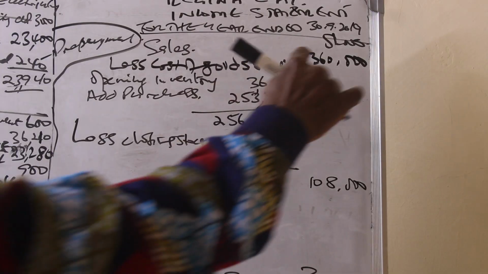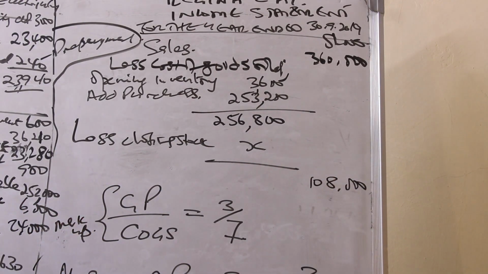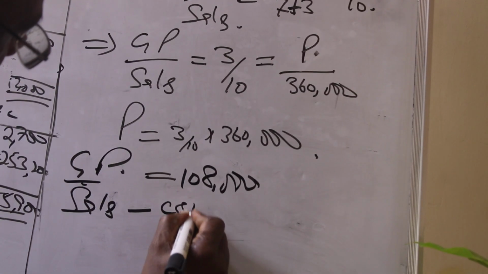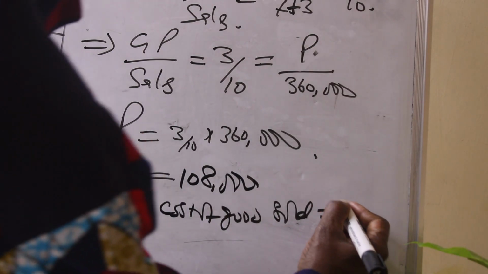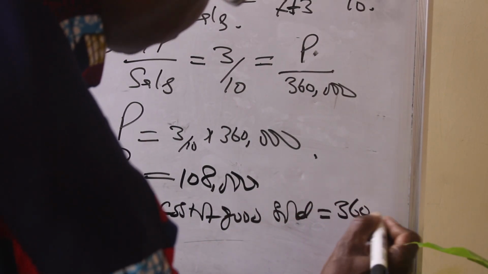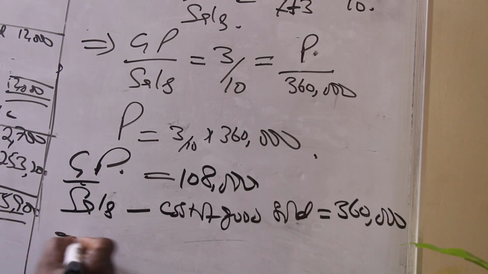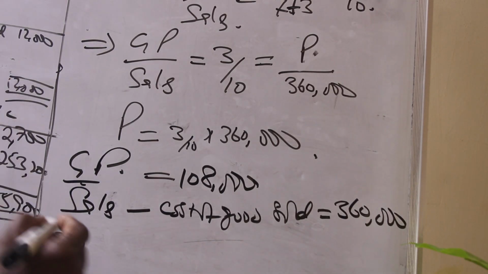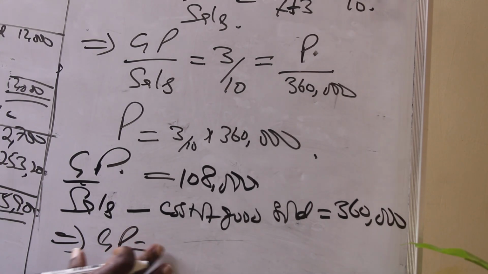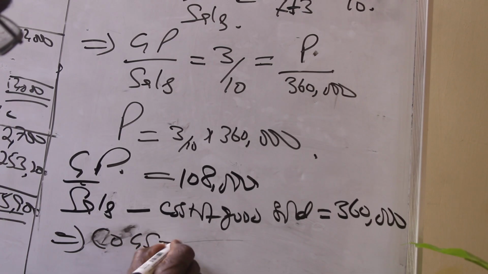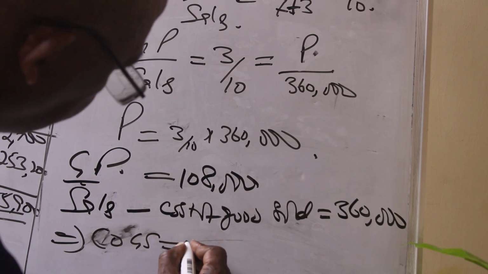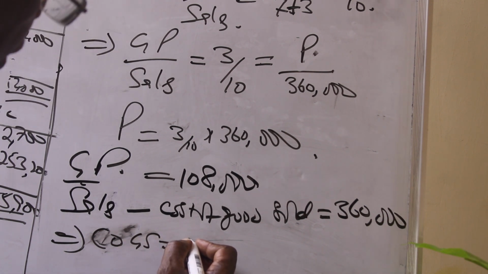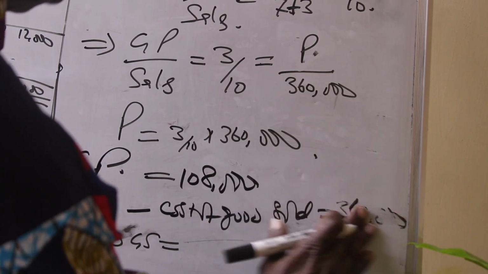It therefore means sales minus cost of goods sold is equal to the gross profit, which implies that our cost of goods sold is equal to sales minus gross profit. Sales is 360,000.